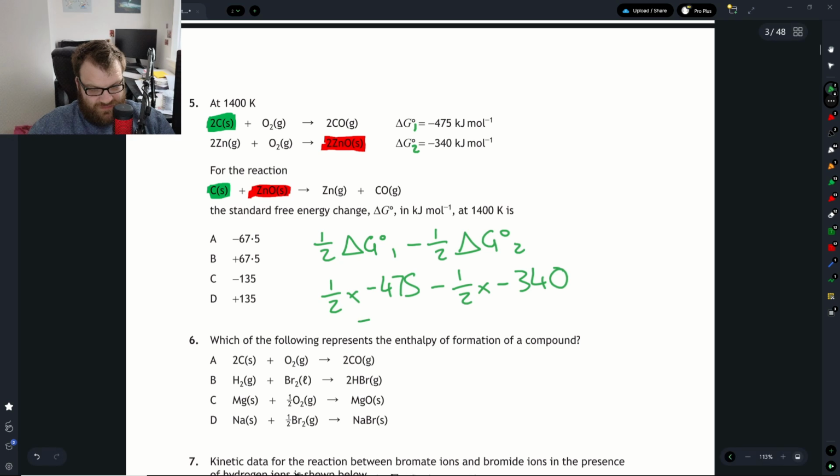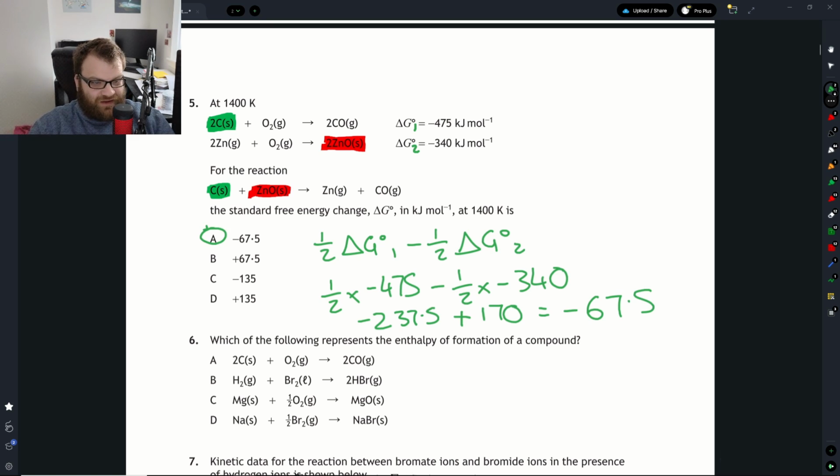That's going to give us minus 237.5. Add on 170. That'll give an answer of minus 67.5. Makes our answer A. Watch out for the fact that this is the equation that we are trying to make, which means when we're comparing it, we want to bring our values down to give us just 1 mole of each of them.